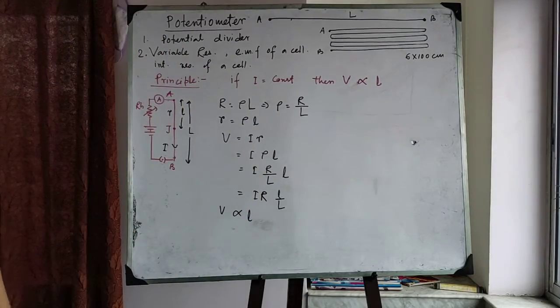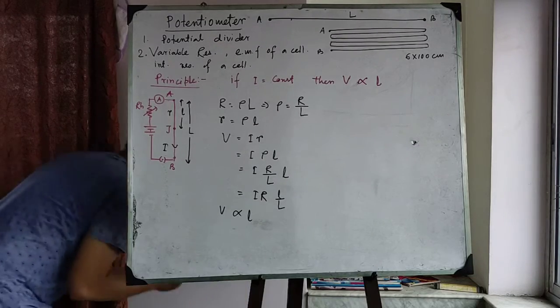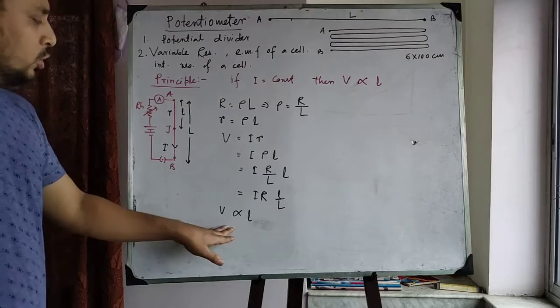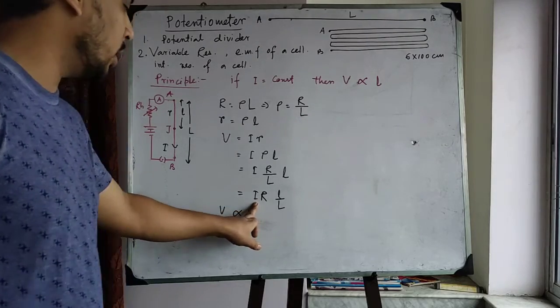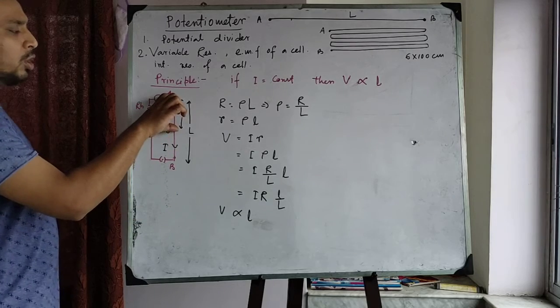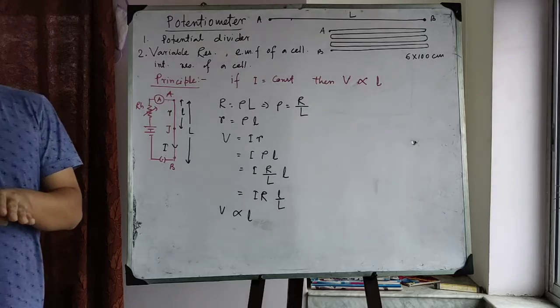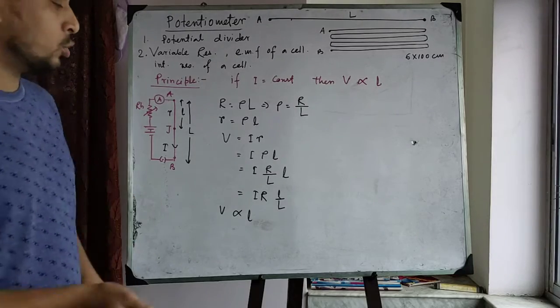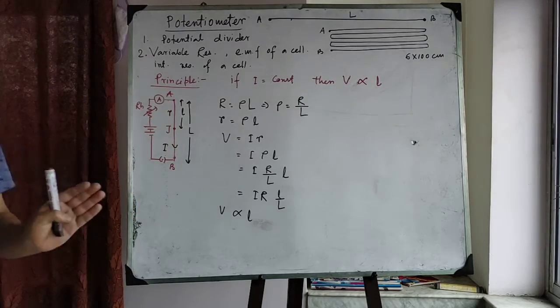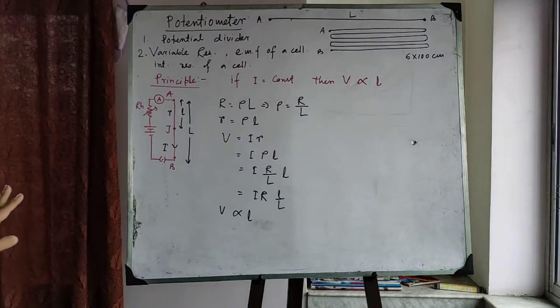This was the basic principle of the potentiometer. If constant current flows through the wire, then the potential difference across any 2 points of the potentiometer wire is directly proportional to the length of the wire between the 2 points. So this was the principle.